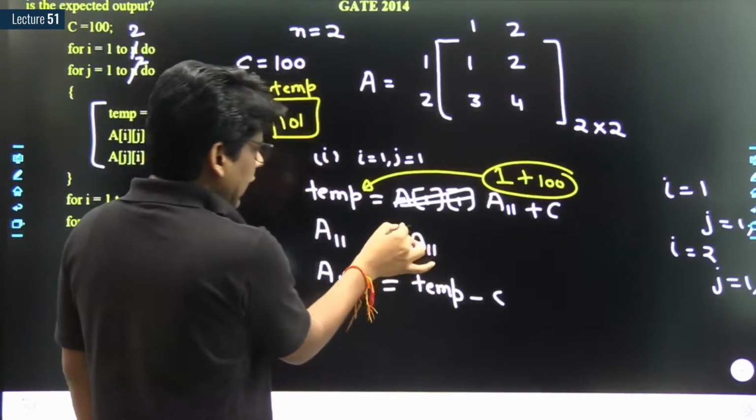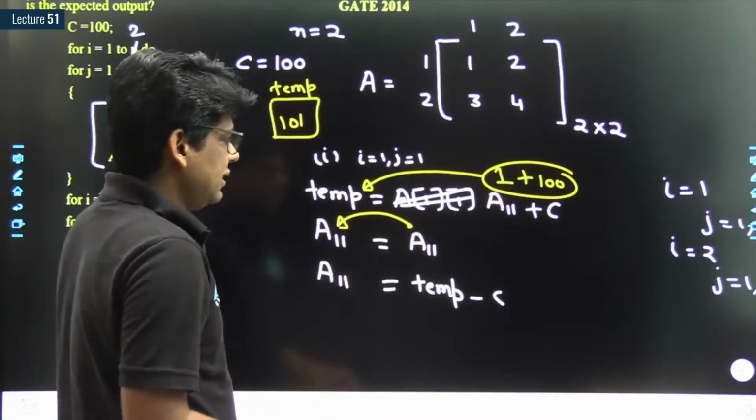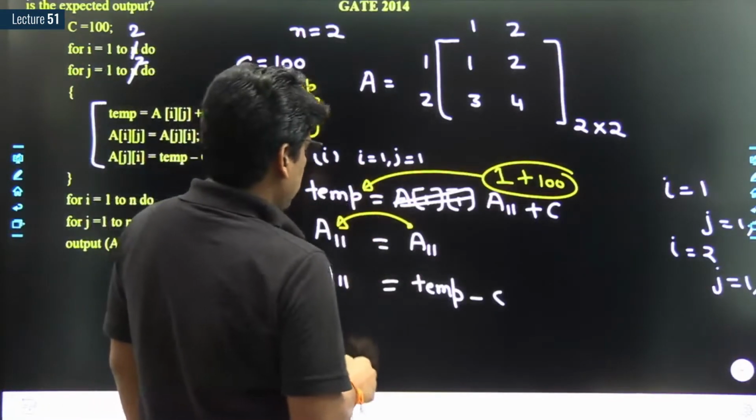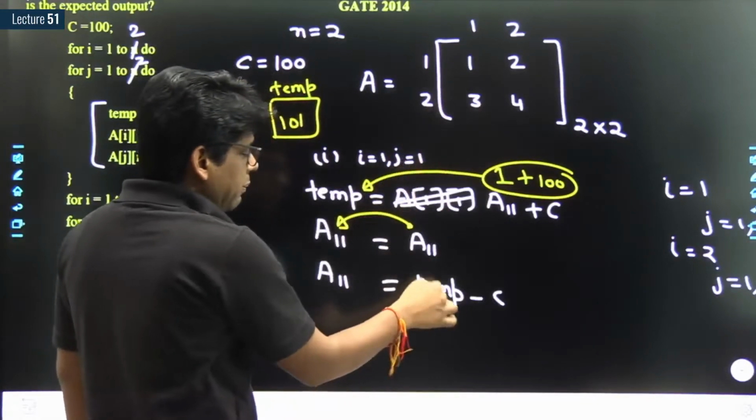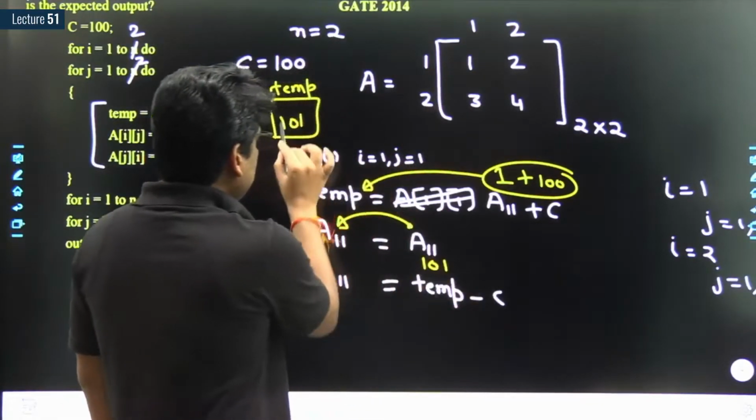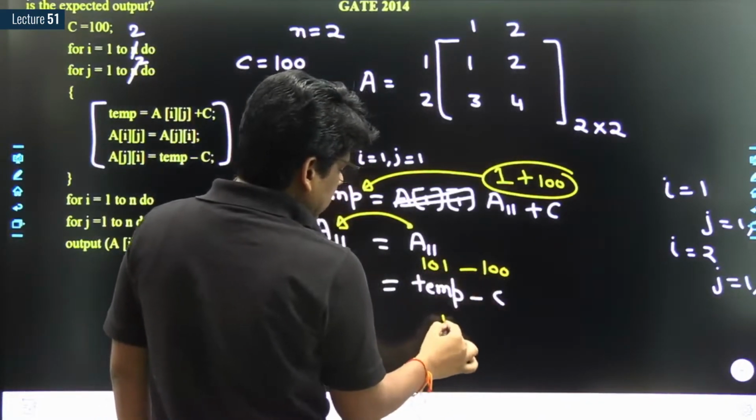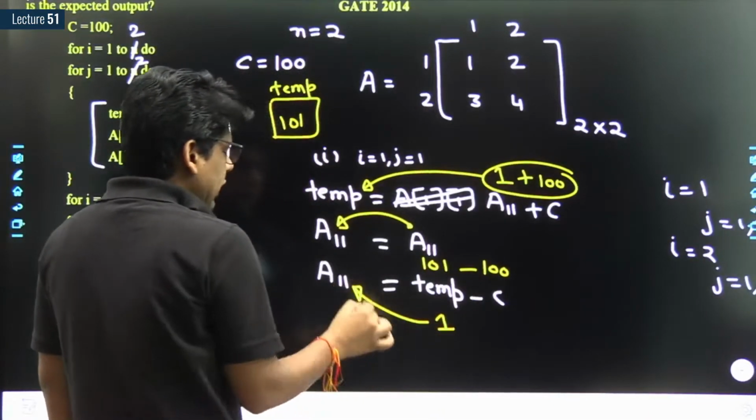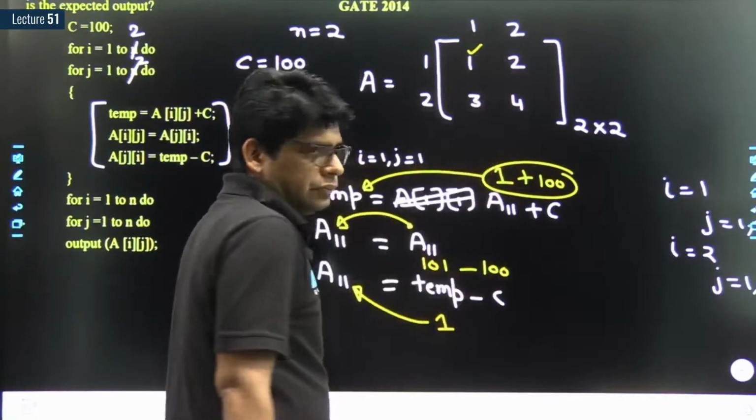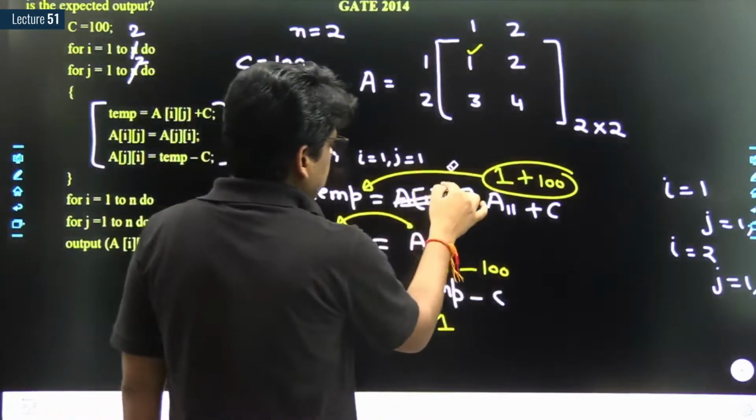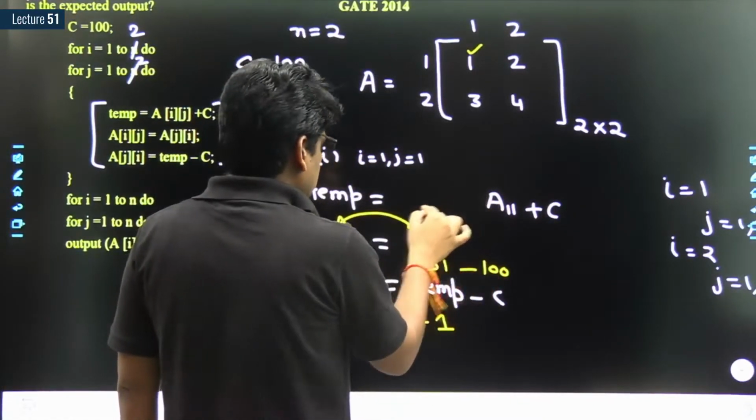A11 is equal to A11. Whatever the value inside A11 will again be stored in A11. Does not make sense, at least as of now. That means basically 1 is stored inside A11. Now temp minus C. The updated value of temp is 101 and the value of C is 100. 101 minus 100 is 1 and 1 is stored again inside A11. So this 1 remains 1. Okay, sir. Now everything is okay? Yes, sir.